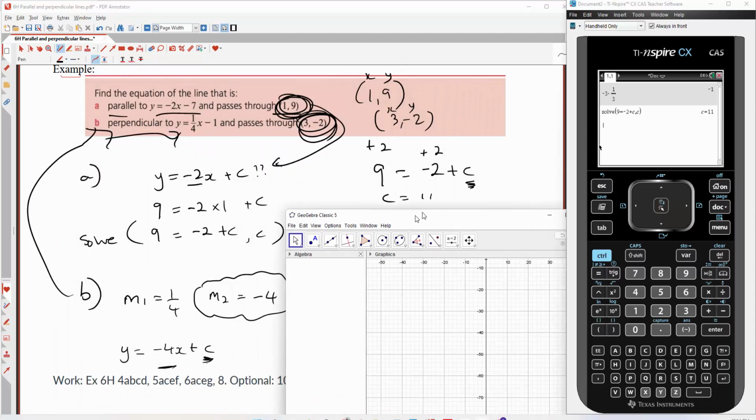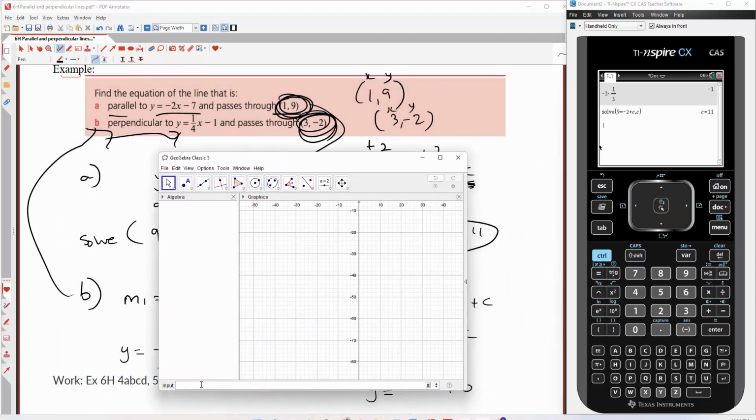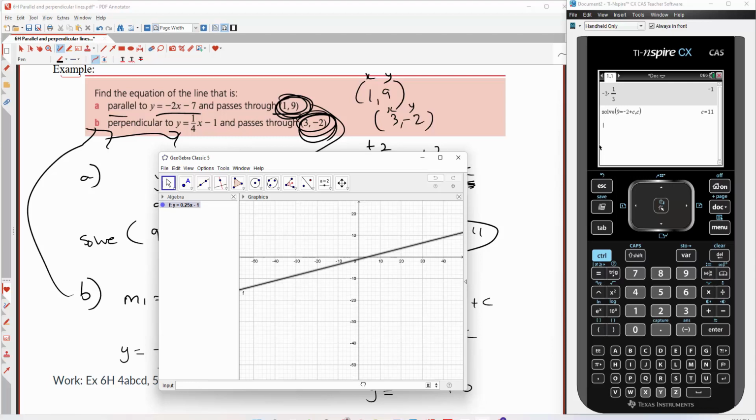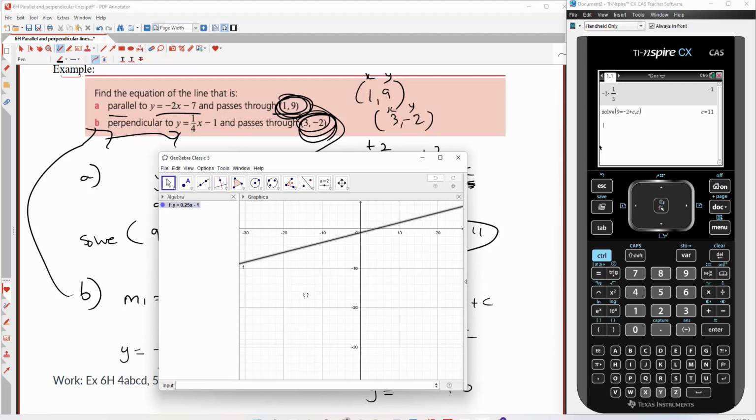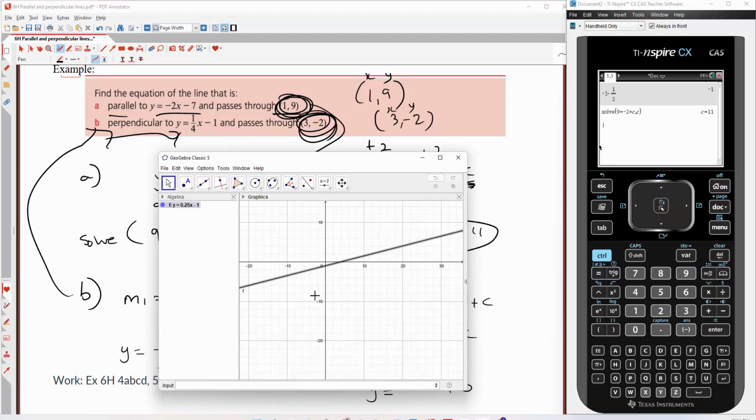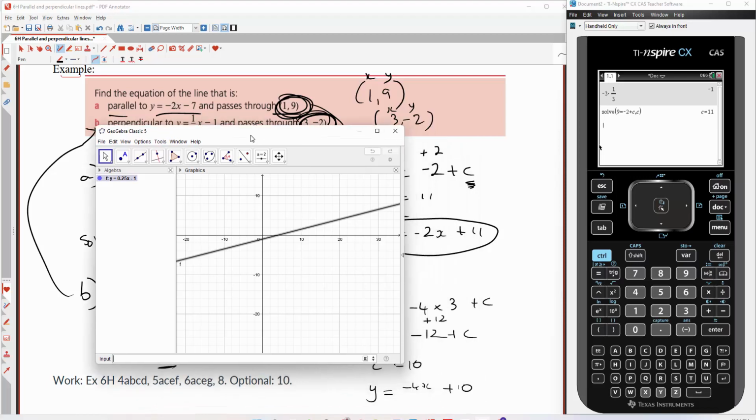Okay, so, excuse me, what I'm going to do is graph the first line. y equals 1/4 x take 1. So there it is there. Alright, and what should happen is when I graph the second one, it should run at right angles to this first line. So we know that the equation of the second one is y equals -4x plus 10.